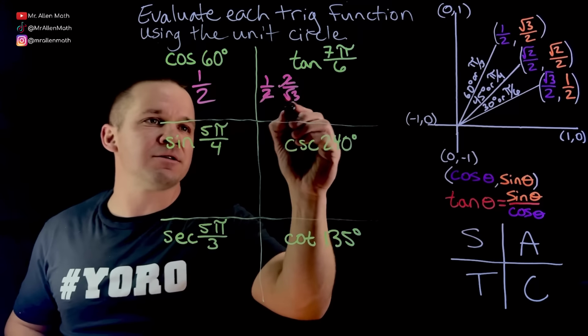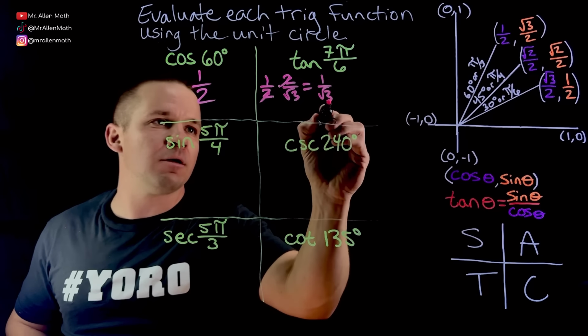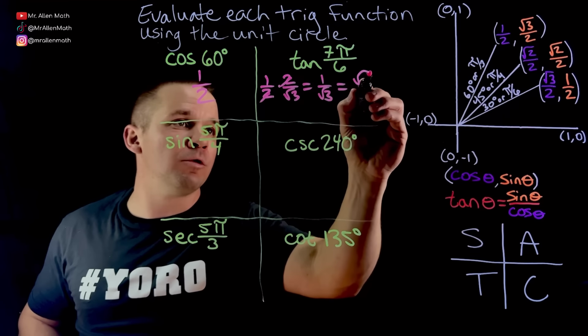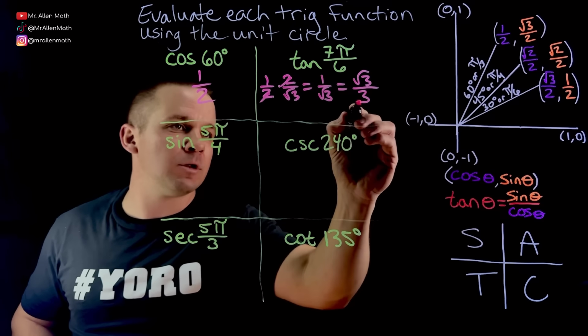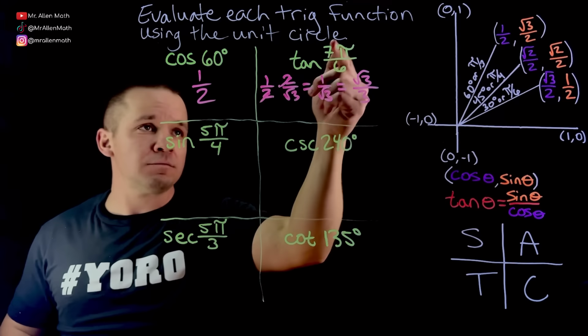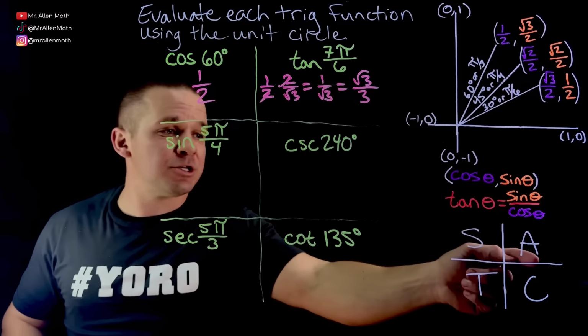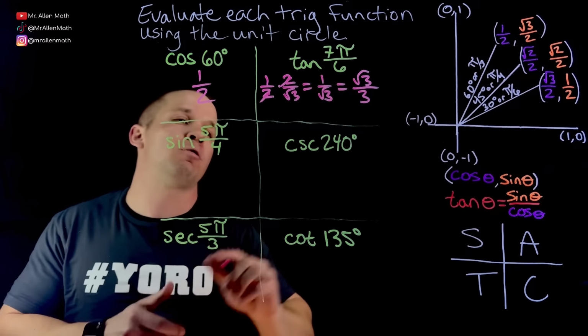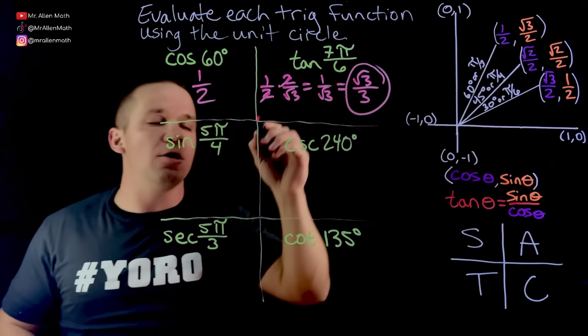So the 2's cancel, and I'm left with 1 over root 3, which we have to rationalize by multiplying by root 3 over root 3. So I get root 3 over 3. Now my final answer comes from what quadrant it's in. 7 pi over 6 is in the third quadrant. Tangent is positive in the third quadrant, so this will remain root 3 over 3.